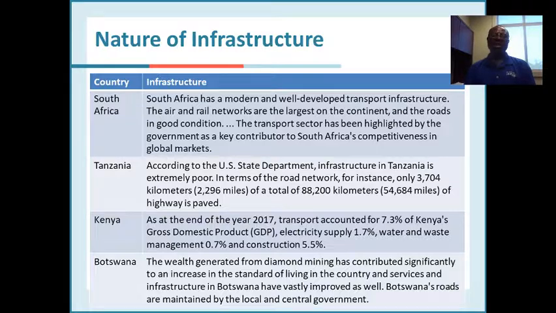Botswana has a lot of infrastructure. The wealth generated from diamond mining has contributed significantly to an increase in the standard of living in the country, and services and infrastructure in Botswana have vastly improved as well. Botswana's roads are maintained by the local and central government.